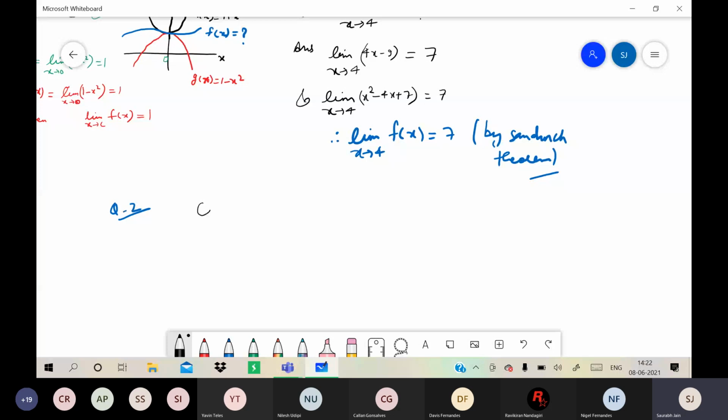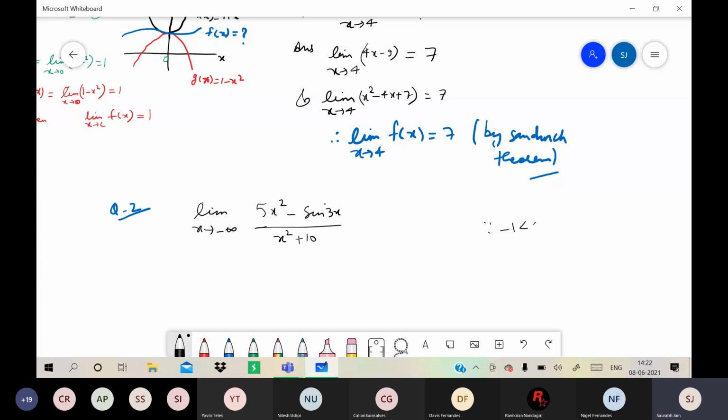Suppose this is the question: limit x tends to minus infinity of (5x square minus sine 3x) upon (x square plus 10). Now let me tell you how to solve this using sandwich theorem. We need to create the inequality, so we will start from this.